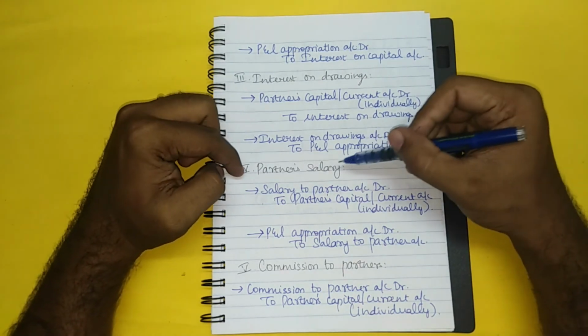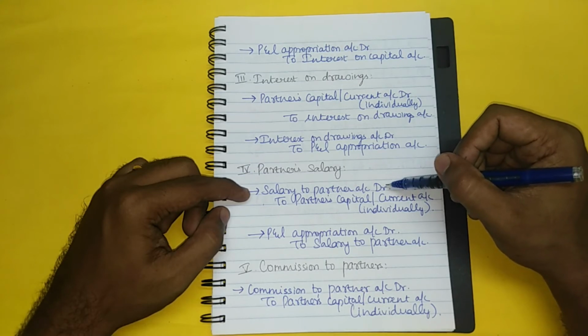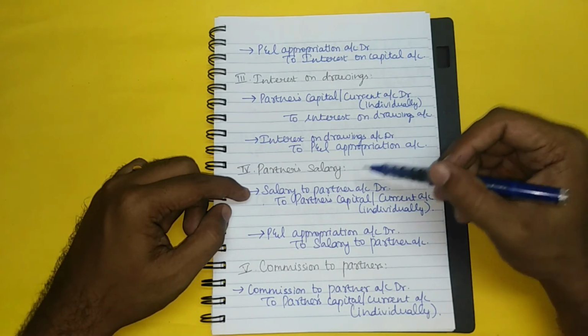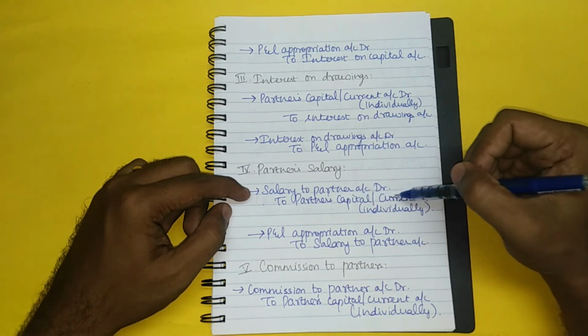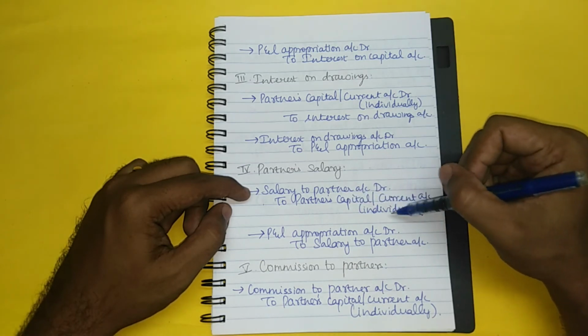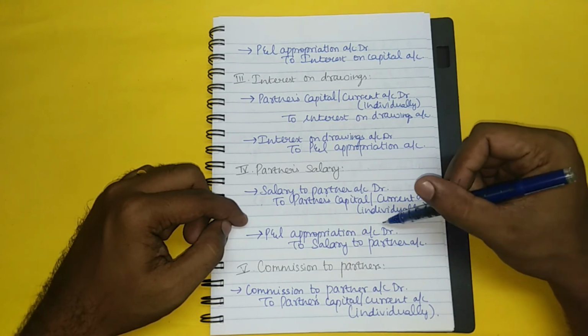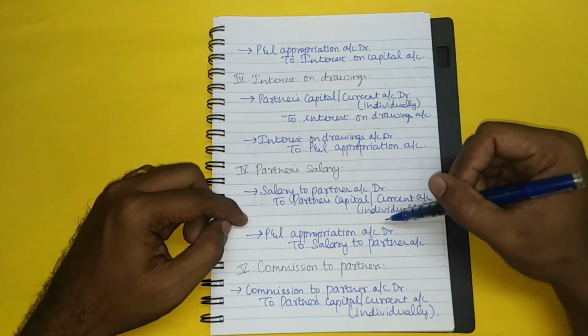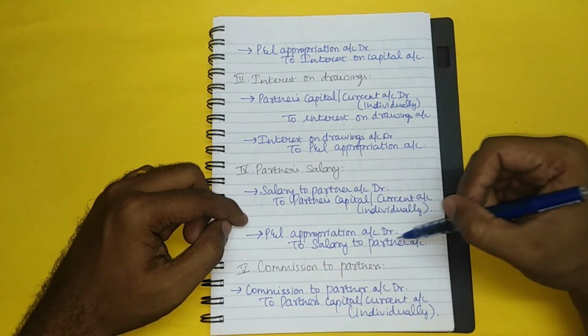The next adjustment is partner's salary. First, we should allow partner's salary to partner's capital account. For that, the entry is salary to partner account debit to partner's capital or current account, which needs to be credited individually. Next, we need to transfer the salary to profit and loss appropriation account. For that, the entry is profit and loss appropriation account debit to salary to partner's account.